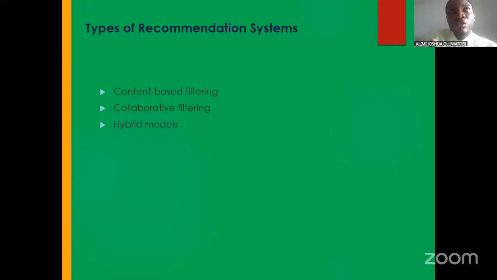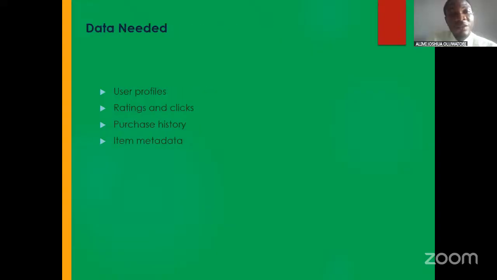It has to do with two people. Now the content-based filtering has to do with one person, while the collaborative-based filtering has to do with two people. The hybrid models comprise both the content-based filtering and the collaborative-based filtering.